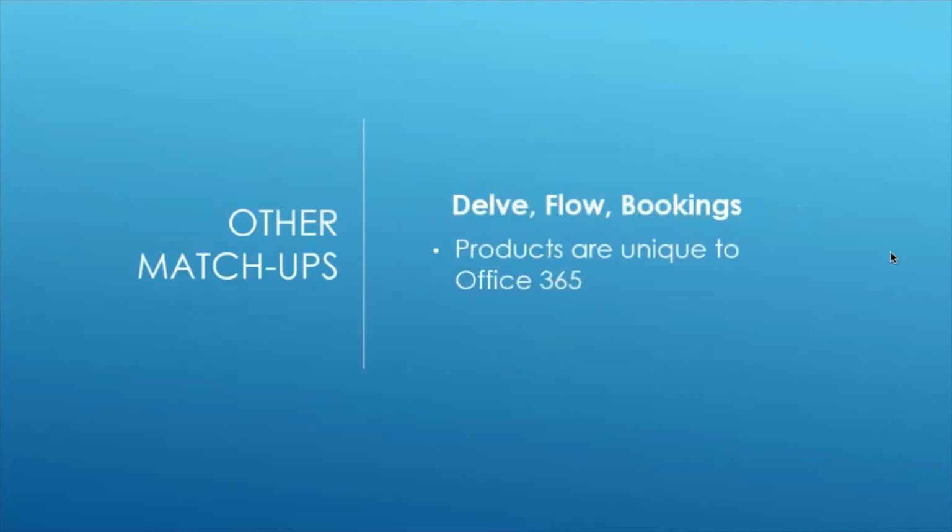The other popular products with Microsoft, they're kind of new, upcoming, and people are very, very interested in them, are completely unique to Office 365. We've got Delve, Flow, and Bookings. Delve is a piece of software where it looks at everything else you're doing within Office 365 and immediately shows you what it thinks you are most interested in.